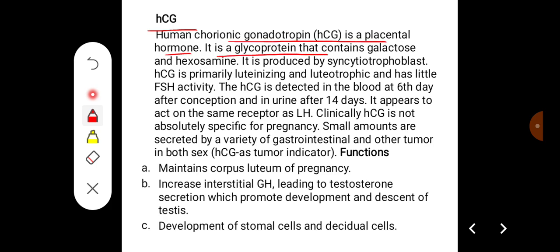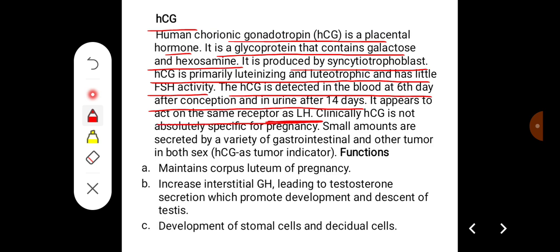It's a glycoprotein that contains galactose and hexosamine. It is produced by syncytiotrophoblast, and HCG is primarily luteinizing and luteotropic, and it has a little FSH activity. The HCG is detected in the blood at the 6th day after conception and in the urine after the 14th day. It appears to act on the same receptors as the luteinizing hormone.